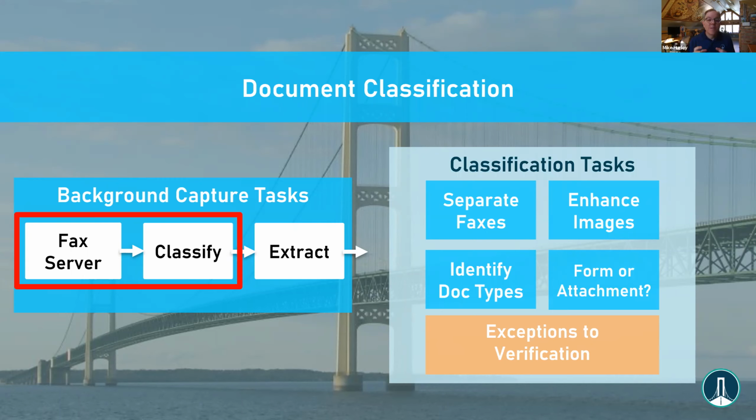We want to enhance images so they're more readable, not only for a human being, but also for the technology. We're going to identify those doc types. And one of the key things is: is this a form or an attachment? Because we're going to treat those a little differently. We're going to look for data on them differently.